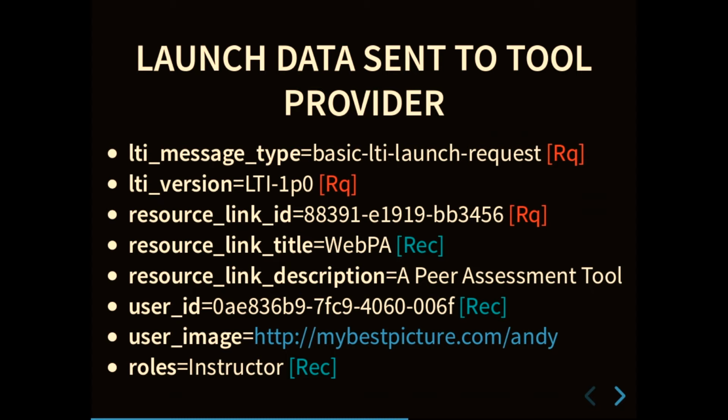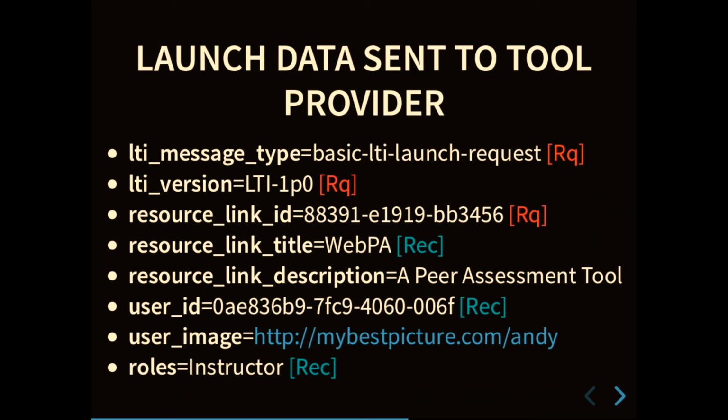And then there'll be a unique user ID. This would normally be the ID that is stored within the learning management system itself. So it allows the external tool to know who actually clicked that link. You might also want to pass a user image across. This would typically be a web address. If the external tool wanted to have an image of the student that has clicked the link, then it would be able to go to this URL and retrieve the picture of the student.